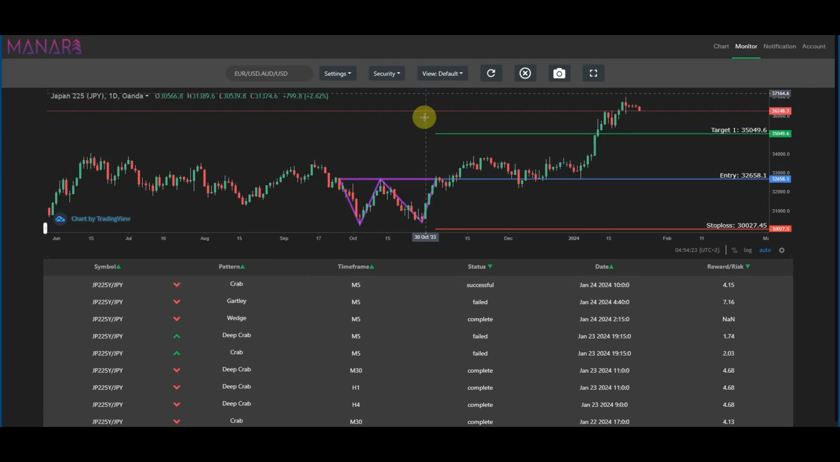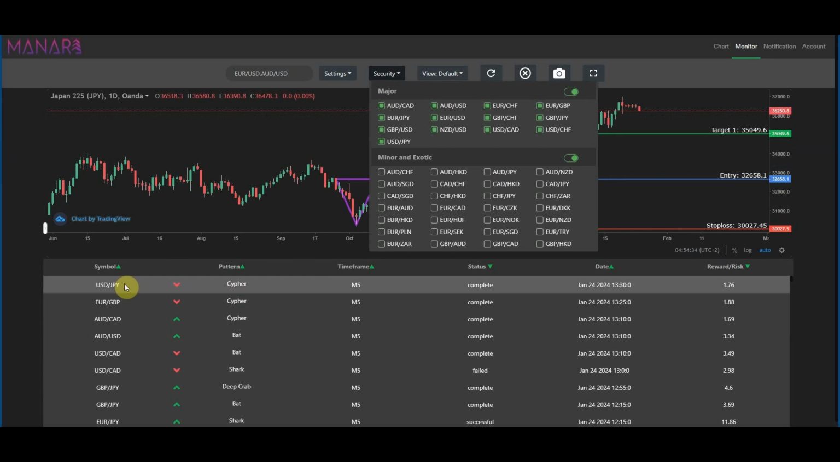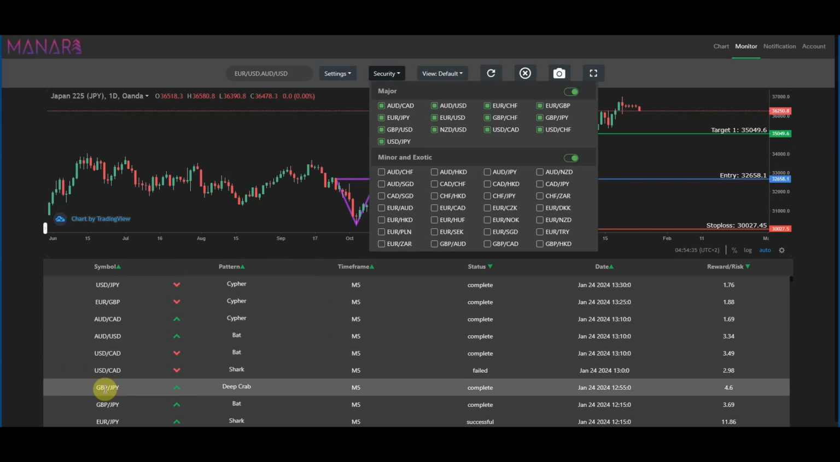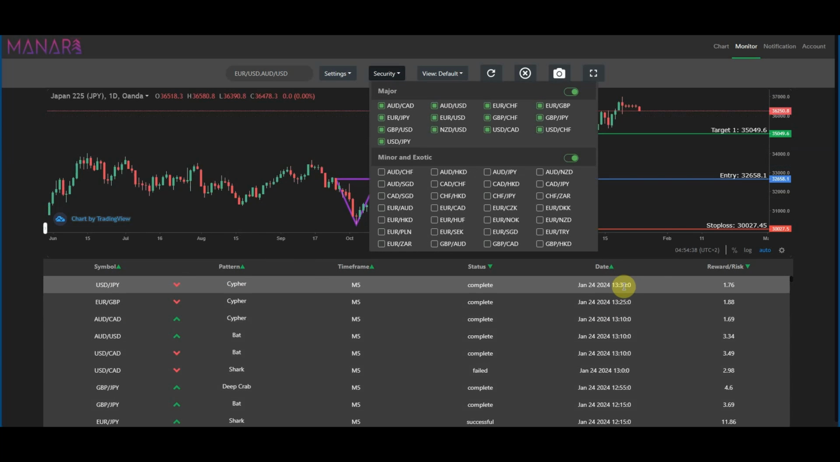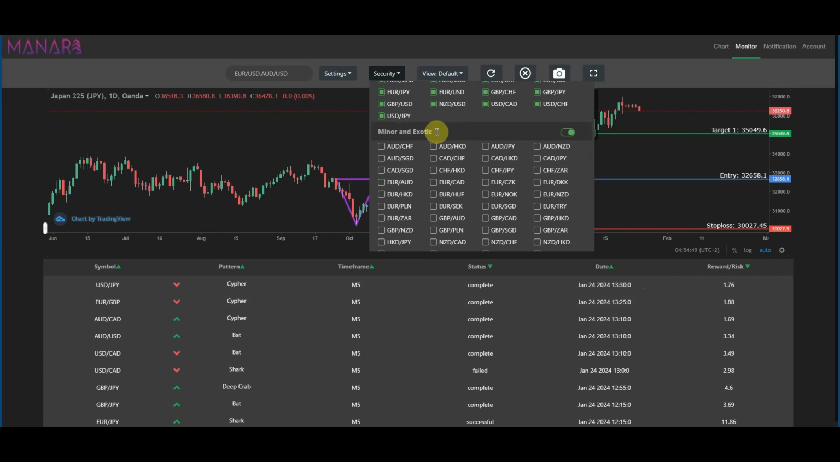So I'm going to go through some of the settings that I like to use first of all. I want to actually trade the major foreign currency pairs, so I'm going to turn that on, and we'll see down here it shows all of the symbols that are setting up, so they're complete, and what time and date they've actually started, along with the risk reward that they're suggesting on this tool. If you do like the minor and exotic, obviously you can add those on.